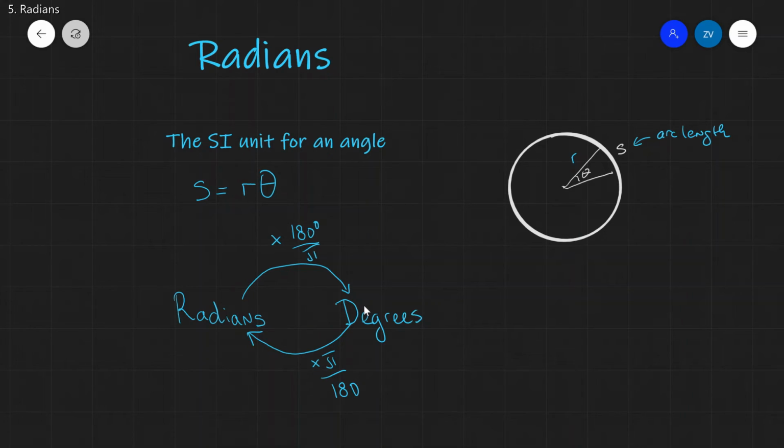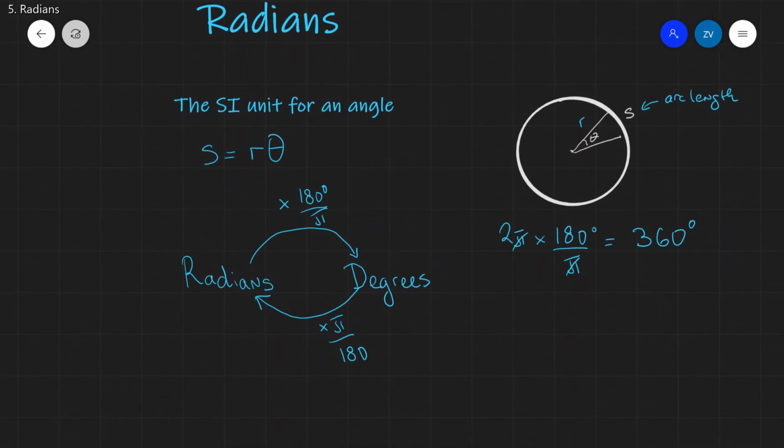So for instance, let's say that I had 2 pi radians. If I'm going from radians to degrees, all I need to do is multiply by 180 and divide by pi, and I get that 2 pi is actually equal to 360 degrees. Now 2 pi is generally one complete rotation or a full circle.